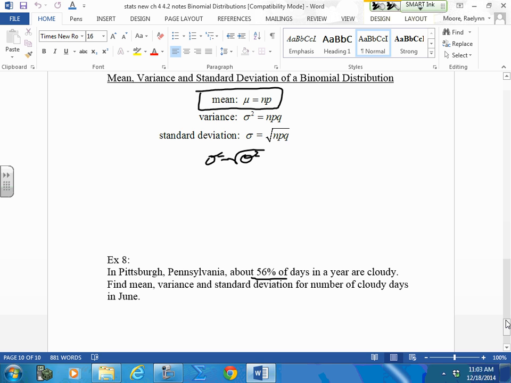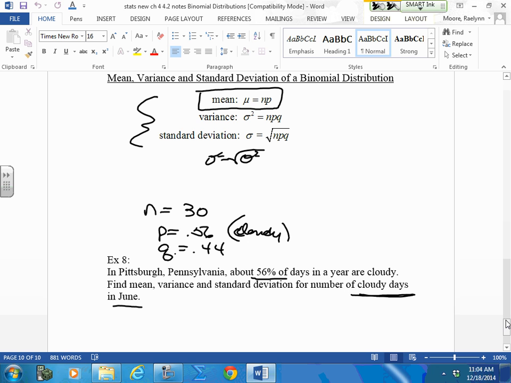I know this is my probability of being cloudy. This is my probability of not being cloudy, the 1 minus this. Cloudy is my success this time. Not cloudy, sunny, is my failure this time. But they're asking for the number of cloudy days in June. So what is my n? 30. 30 days in June. I have all the information I need for this. I have no table. I can't do an L1 and L2. So I use my formulas.